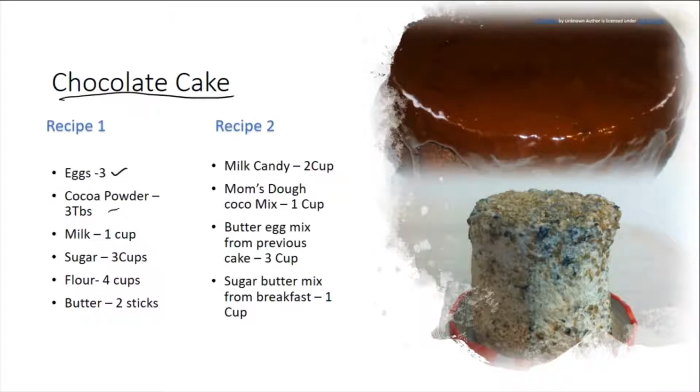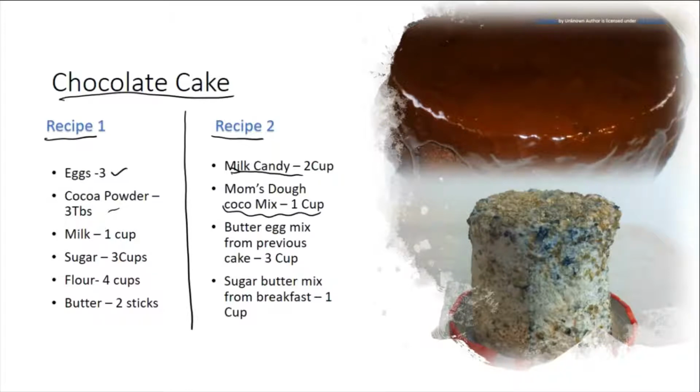Well, this is a recipe, and then you have the second recipe, which is, say, milk candy 2 cups, Mom's Dow cocoa mix 1 cup, butter egg mix from previous cake 3 cups, sugar butter mix from breakfast 1 cup. If I give you the second recipe, I don't think you can make the same chocolate cake that I did. But on the other hand, if I give you the first recipe, you can at least recreate the same chocolate cake that I can make. Why is it?